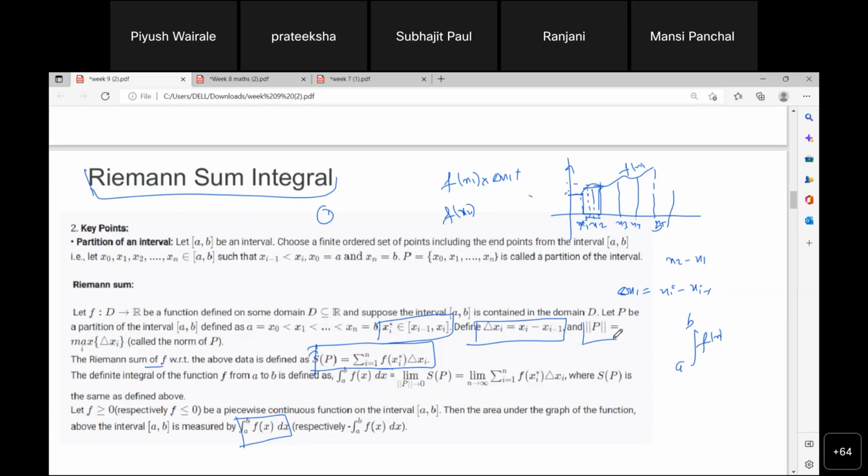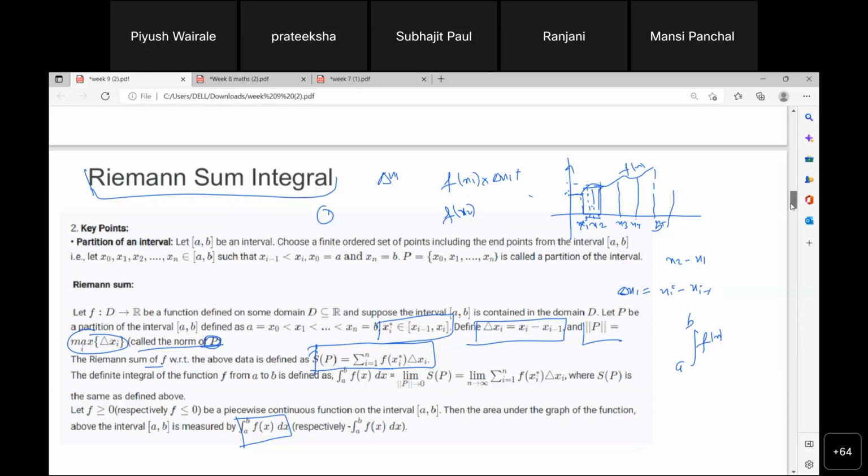Now, what is the norm of P? The norm of P is the maximum of del of xi. In some questions you can see that del of xi is constant for every interval, but in some cases it will be varying also. So the maximum of del of xi is called the norm of P.